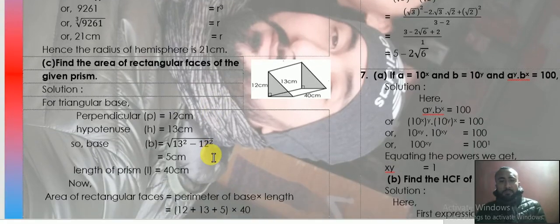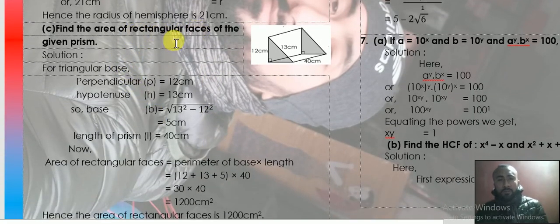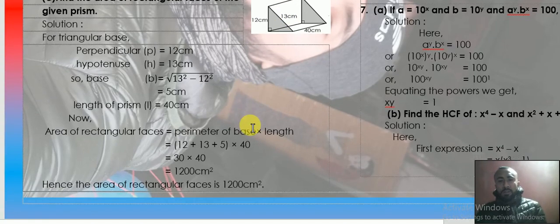Now next one, here we are asked to find the area of the rectangular faces in the prism. In this triangular prism, the rectangular faces refer to the walls, and the area of walls means the lateral surface area. The lateral surface area can be calculated by using the formula perimeter of base multiply length of prism. Here by using the Pythagoras theorem you can get the unknown side, that's 5 centimeters. So the area of rectangular faces becomes 1200 square centimeters. And lastly, the conclusion: the area of rectangular faces is 1200 square centimeters.